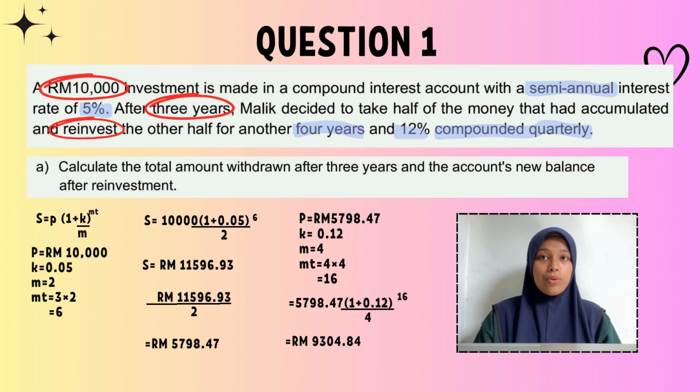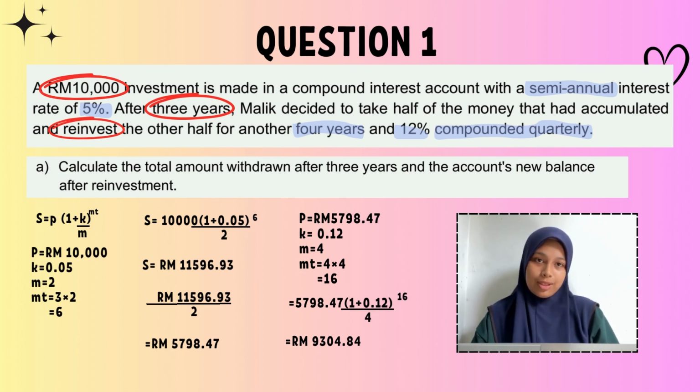The K is 0.12. The M is 4. The MT is 4 times 4 equals 16. So, as usual, fill in the formula with the information given. 5,798 ringgit and 47 cents times (1 plus 0.12 over 4) to the power of 16. You will get RM 9,304 ringgit and 84 cents. So 9,304 ringgit and 84 cents is the account's new balance after reinvestment.